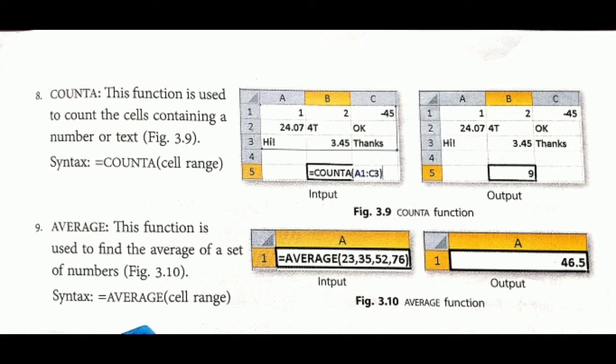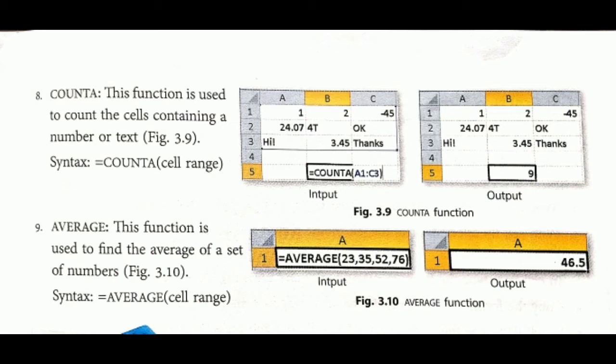And the last type of function is average. This function is used to find the average of a set of numbers, and the syntax is equal to AVERAGE of cell range. See in figure 3.10, the equation is equal to AVERAGE of 23, 35, 52, 76. So we have to find the average from this set of numbers. The average is 46.5.